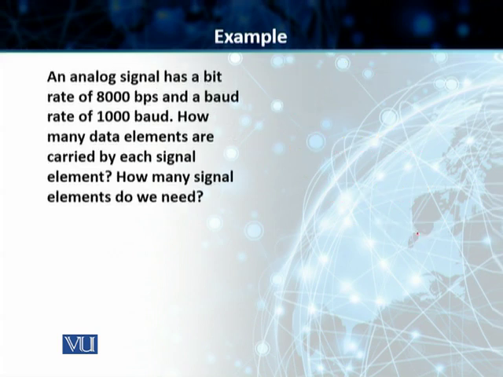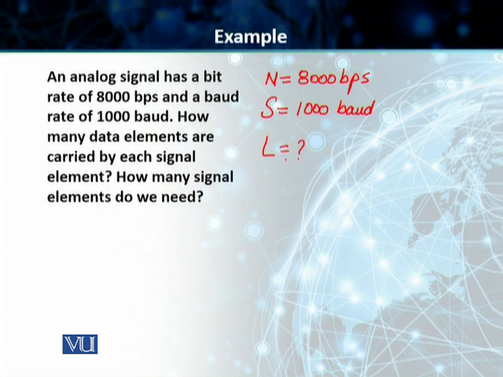Students, let's see the second example. In this case, we have a bit rate of 8000 bits per minute. So your N is 8000 bits per minute. You have a baud rate which is 1000 bauds, and we need to find the value of L. We also need to find how many data elements are carried by each signal. So we need to find R as well.